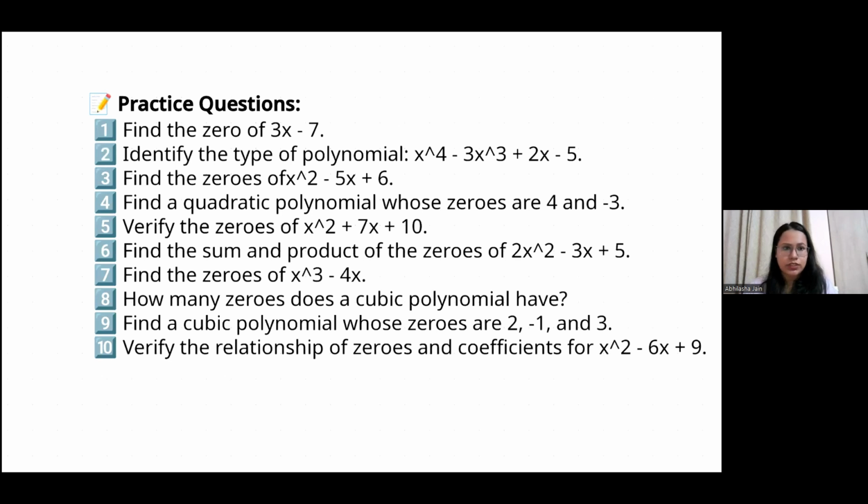There are 10 practice questions for today. You have to find the zeros, identify the types of polynomials, and verify the relationship between zeros and coefficients, and that completes the chapter on polynomials. It carries 5% weightage in your exam. Very easy to score. Don't miss out on the steps and the easy marks that you can get.